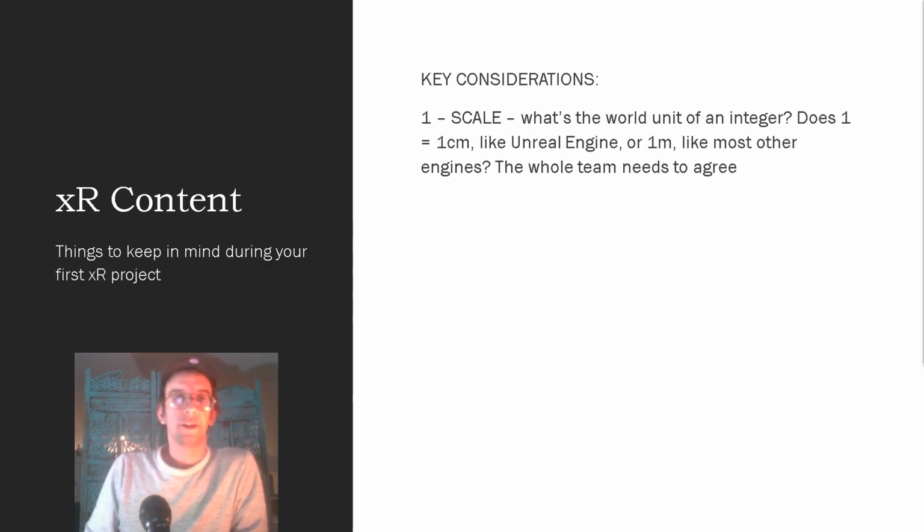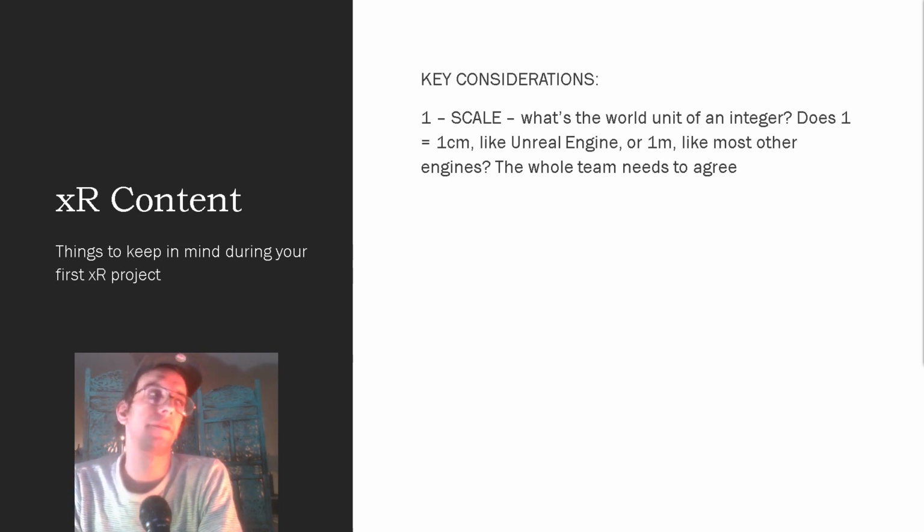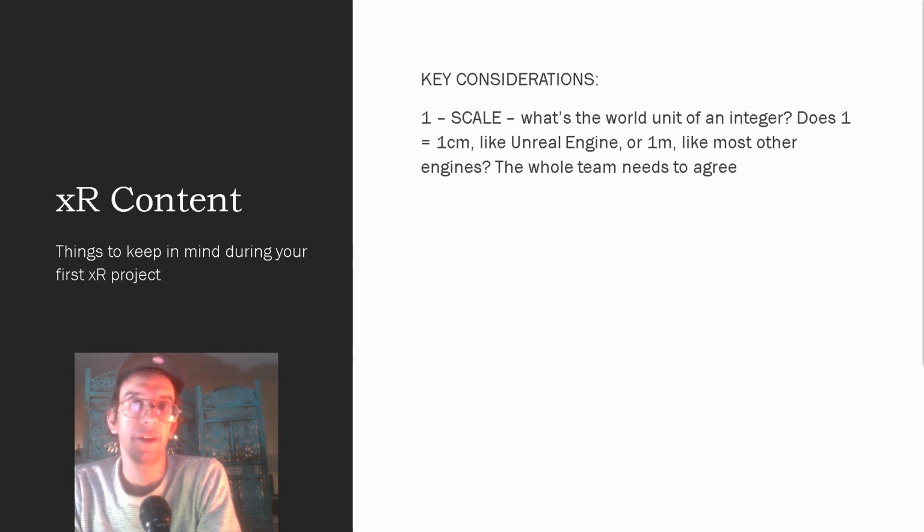So let's talk a little bit about what we want to keep in mind specifically when we're making content for virtual production, and more specifically maybe extended reality, cases where we're going to be having real people and maybe real stuff next to fake stuff and fake people, right? So the first consideration is scale. What's the world unit of an integer? Does one look like 1 centimeter, which is the Unreal Engine, or is it 1 meter, which is Notch and TouchDesigner and most of the media servers themselves?